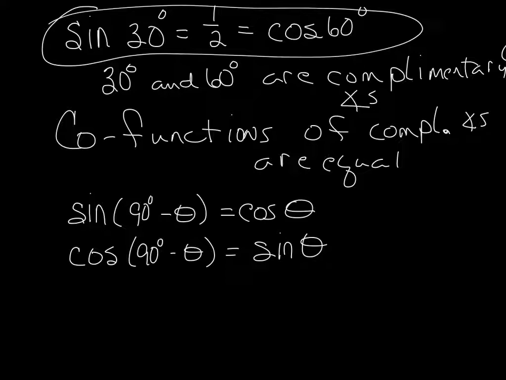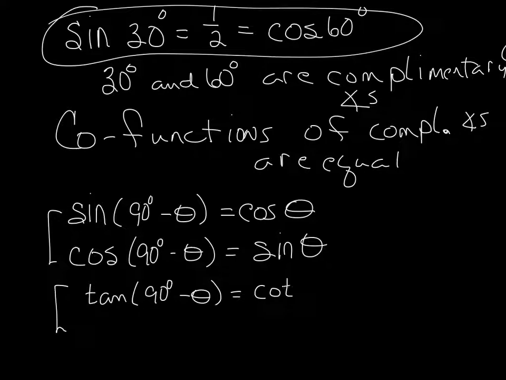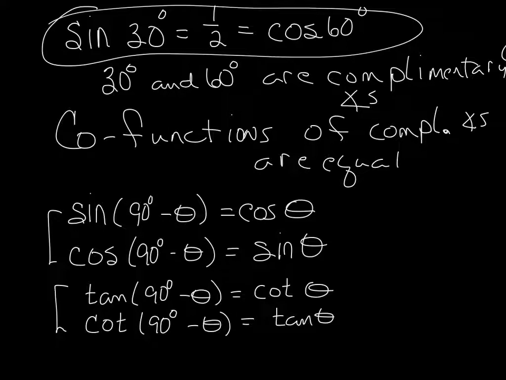So if two angles are complementary, their sine and their cosine have the same value. These are cofunctions. Two other cofunctions are the tangent and the cotangent. The tangent of 90 degrees minus theta equals the cotangent of theta, and vice versa. You hear the co in the names, which helps you to remember that they are cofunctions. The cotangent of 90 degrees minus theta is equal to the tangent of theta. Those two, tangent and cotangent, are cofunctions.